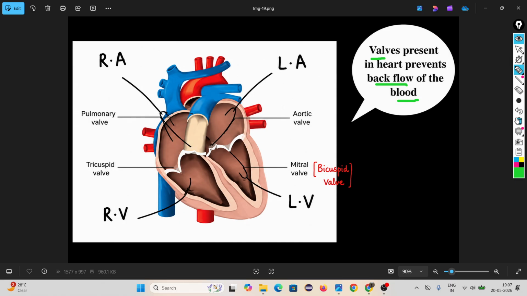Then they will ask the question: the valve present between the left atrium and the left ventricle is called bicuspid, and the valve present between the right atrium and right ventricle is called tricuspid. It is called bicuspid. It is called tricuspid.